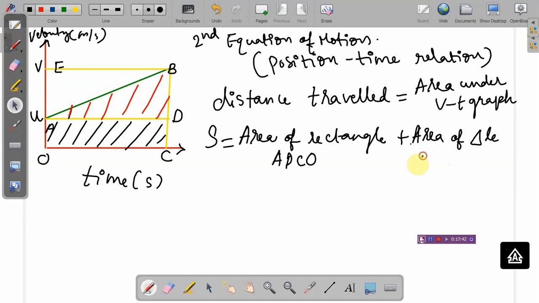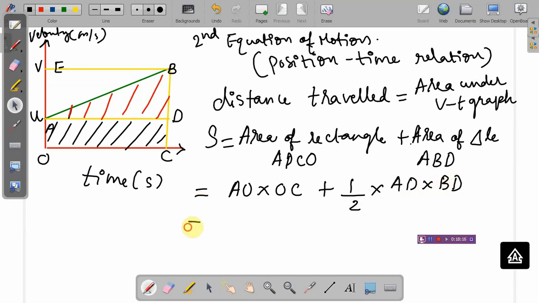Triangle is ABD. Now what will be the equation to calculate the area of the rectangle? It is length into breadth, right? So here I can write it as AO multiplied by OC plus area of the triangle. What will be the formula? Half into base into height. So half multiplied by base, which is AD, and height, which is BD.